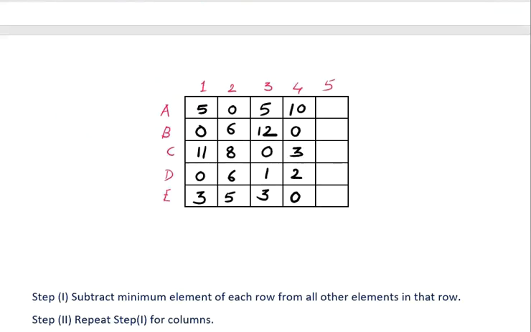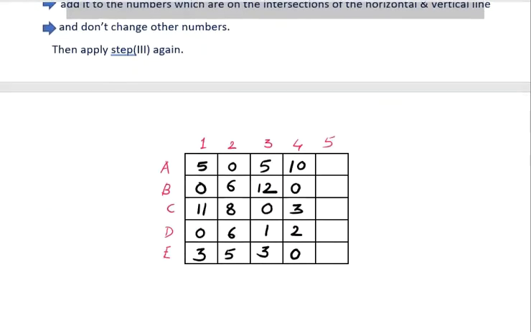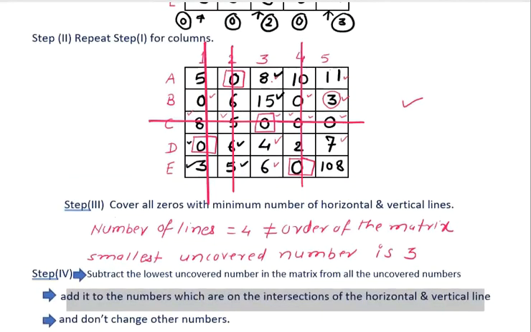Now let us write down elements of the fifth column. 11, 3 are uncovered numbers. Subtract 3. 11 minus 3 is 8. 3 minus 3 is 0. 8 and 0. Zero, we keep 0 as it is.